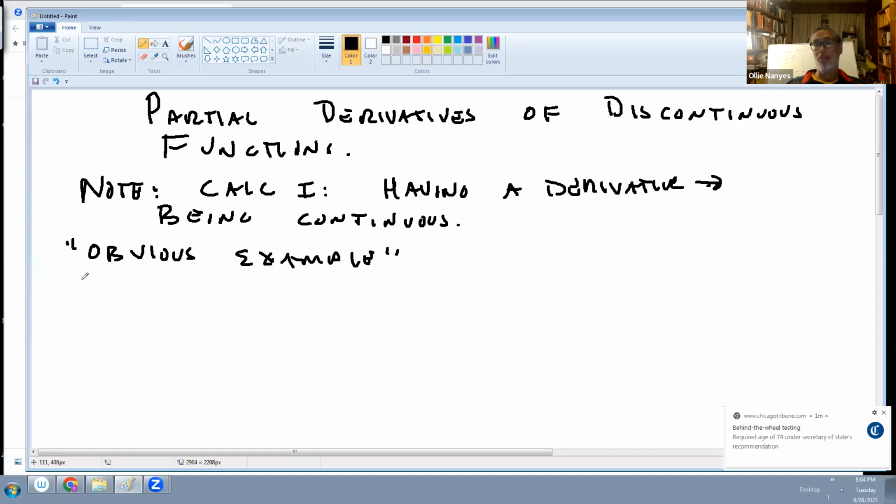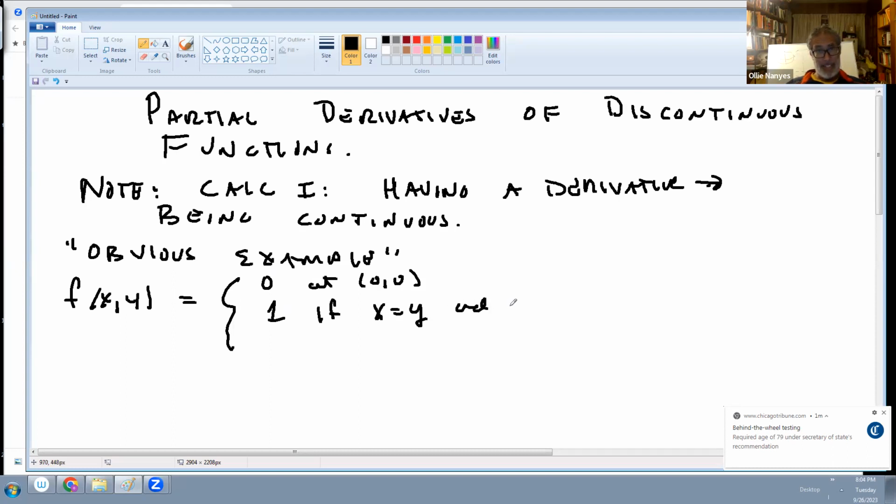Now let's start off with a very, very silly function. Let's say we have f of x y, and f of x y will be 0 at 0, 0. It will be 1 if x equals y and x is not 0. So in other words, if we look at the diagonal and remove this point right here, our function is going to be 1 right along this diagonal line and 0 elsewhere.